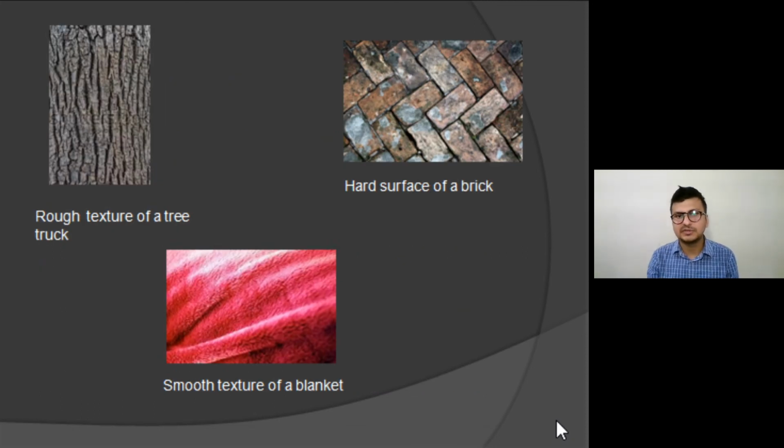Here are a few examples. You can see the rough texture of a tree trunk in the first image. As I've already told you, it can be rough, it can be smooth. Here you can see a smooth texture of a blanket. In reality, it's not a blanket, it only feels like a blanket. Here again, it's a tree. No, it's not a tree, the texture is of a tree. This can be the ceramic of my table or my chair or my almirah paint. Now again, it's a hard surface of a brick. As we can see, when we touch a brick, it will be somewhat embossed.